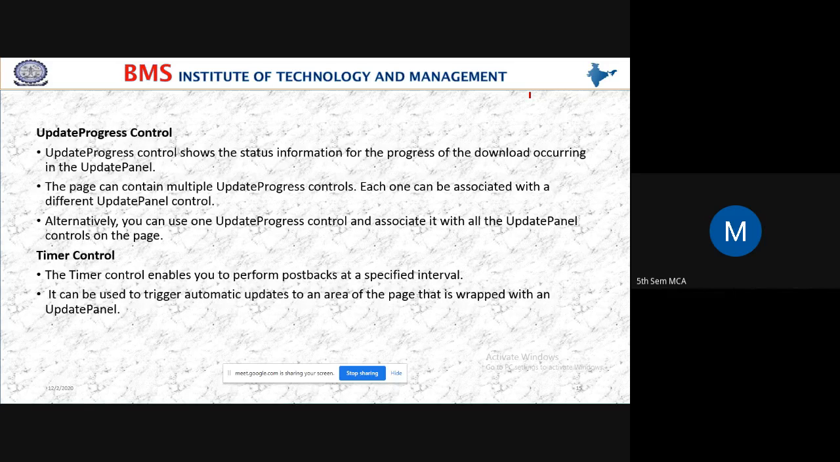If you download two songs parallelly, it will show the status of both the songs. Alternatively, you can use an update progress control associated with all the panel controls on the page. The timer control enables you to perform the post back at the specified interval.